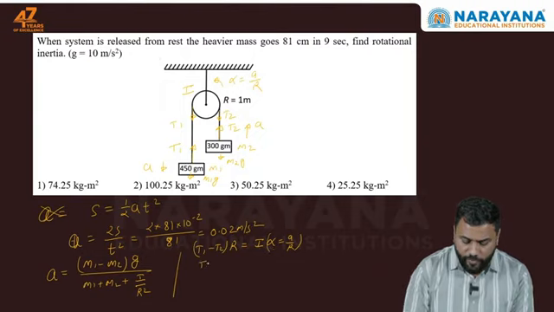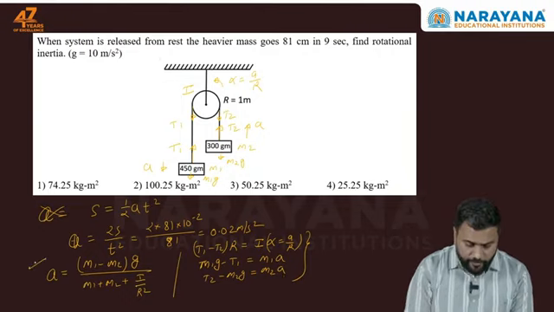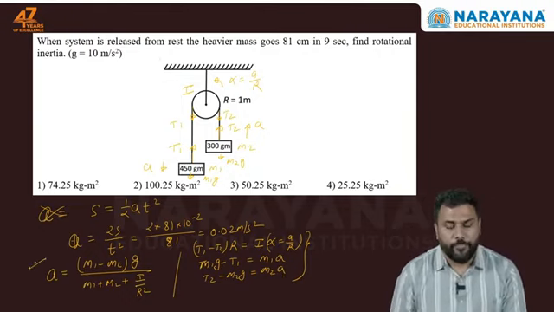And for the 450 gram mass, you will write m1g minus tension T1 is equal to its mass m1 into acceleration. For the 300 gram mass, you will write T2 minus m2g equals its mass into acceleration. If we solve these three equations, we'll get the value given by this expression.